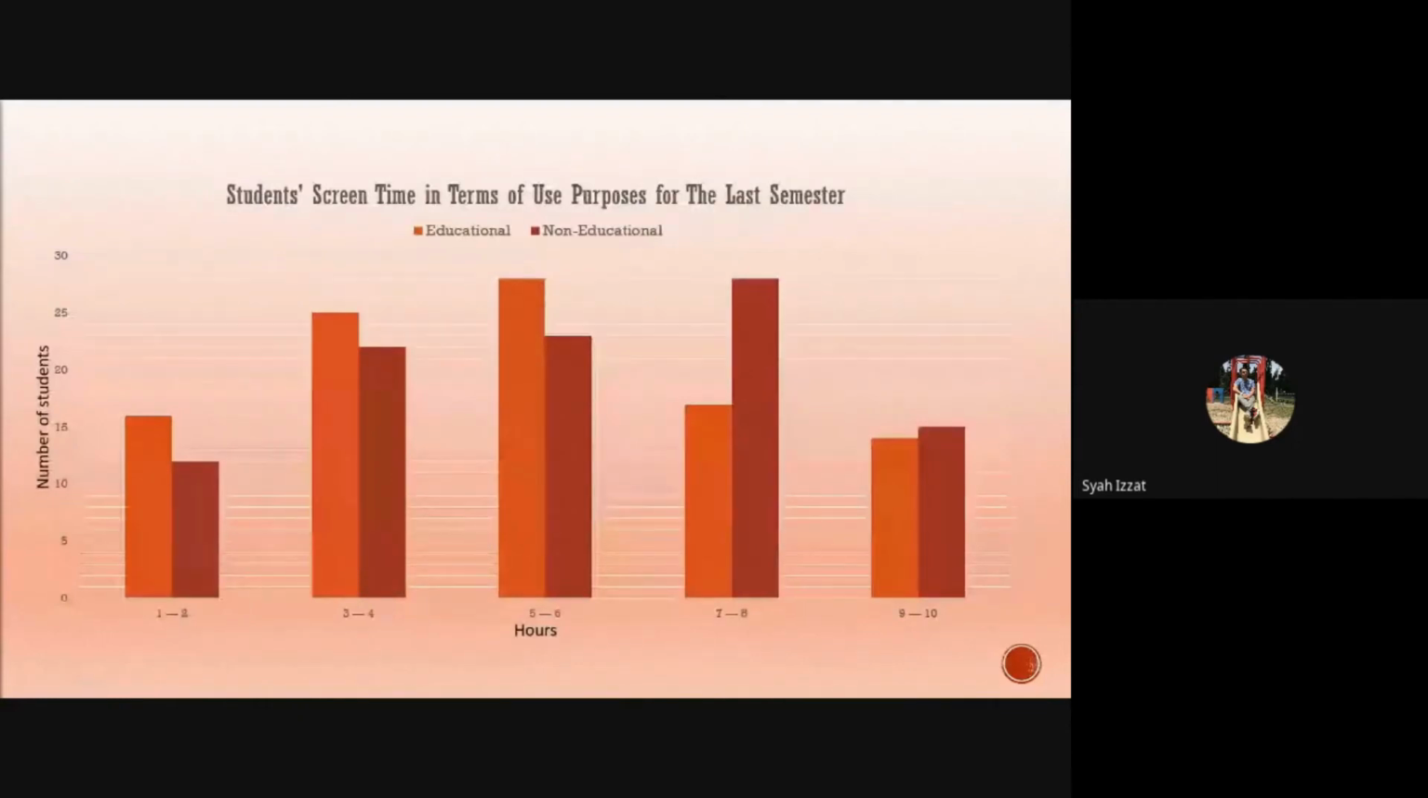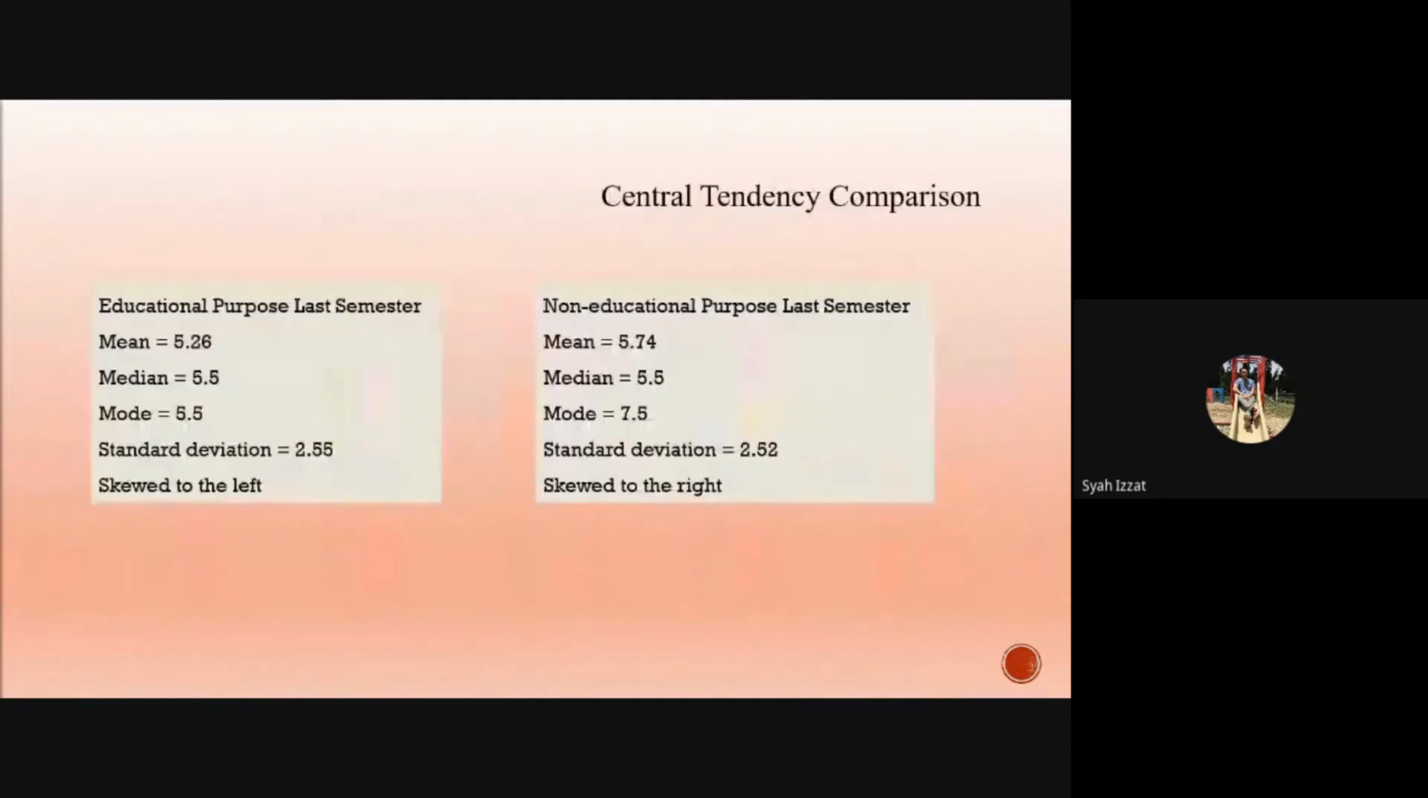There are more students using the smartphone for 7 to 10 hours. So for non-educational purpose, for the last semester, the mean is 5.74, the median is 5.5, the mode is 7.5.